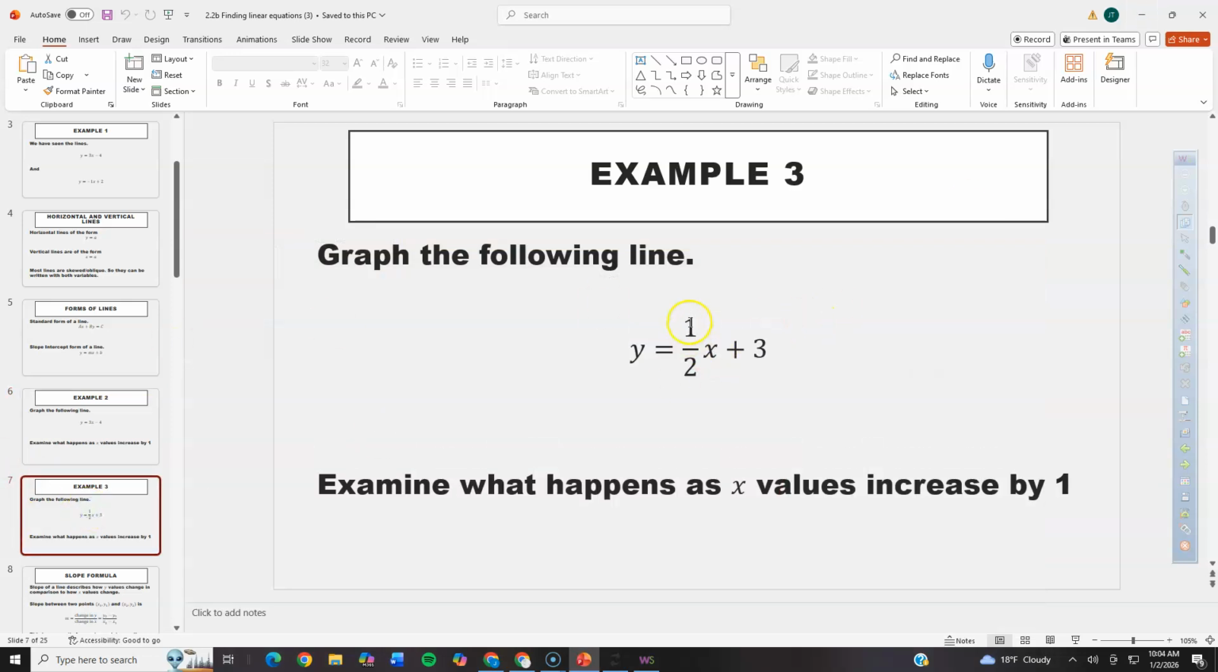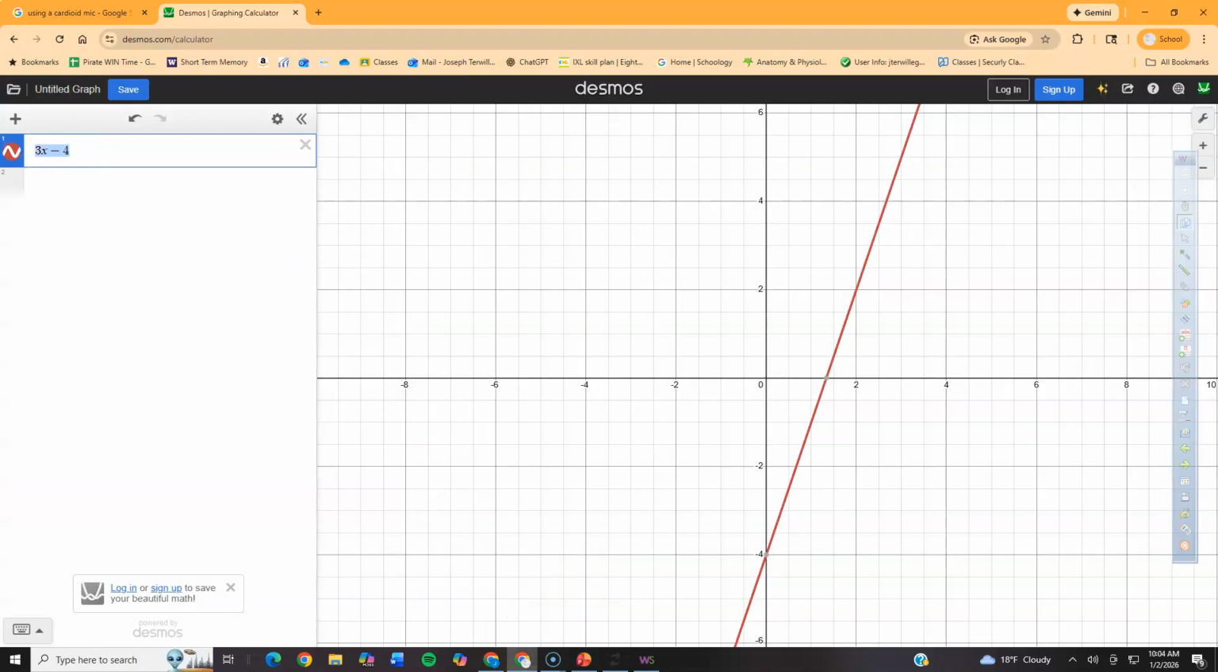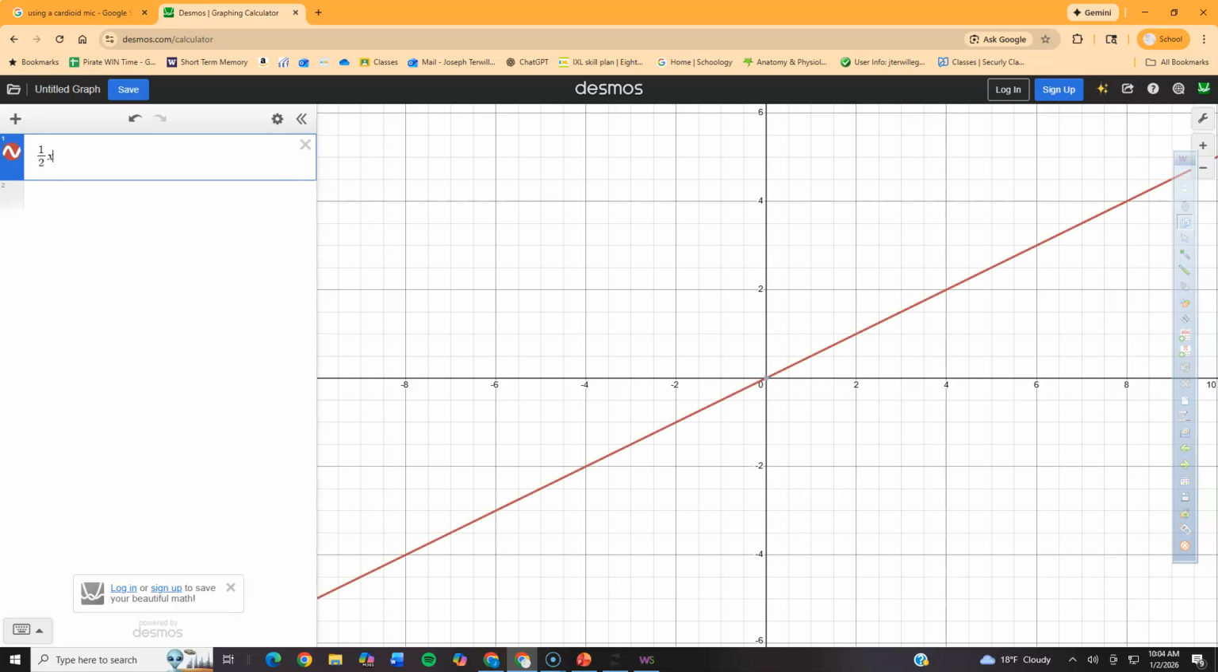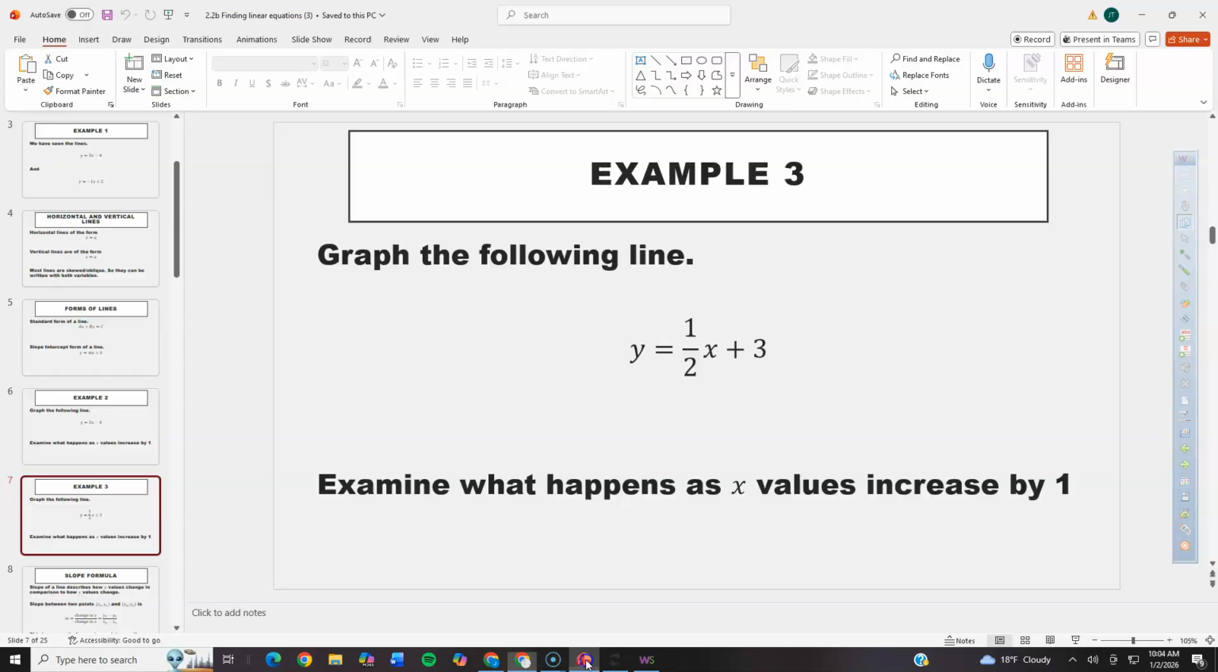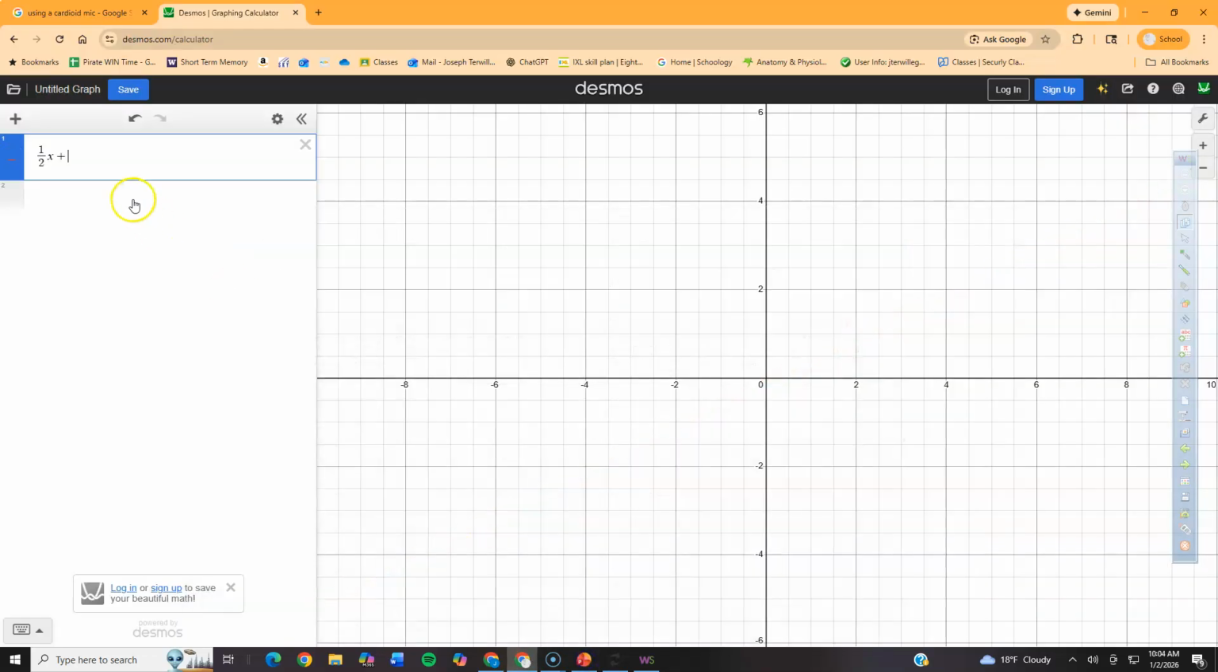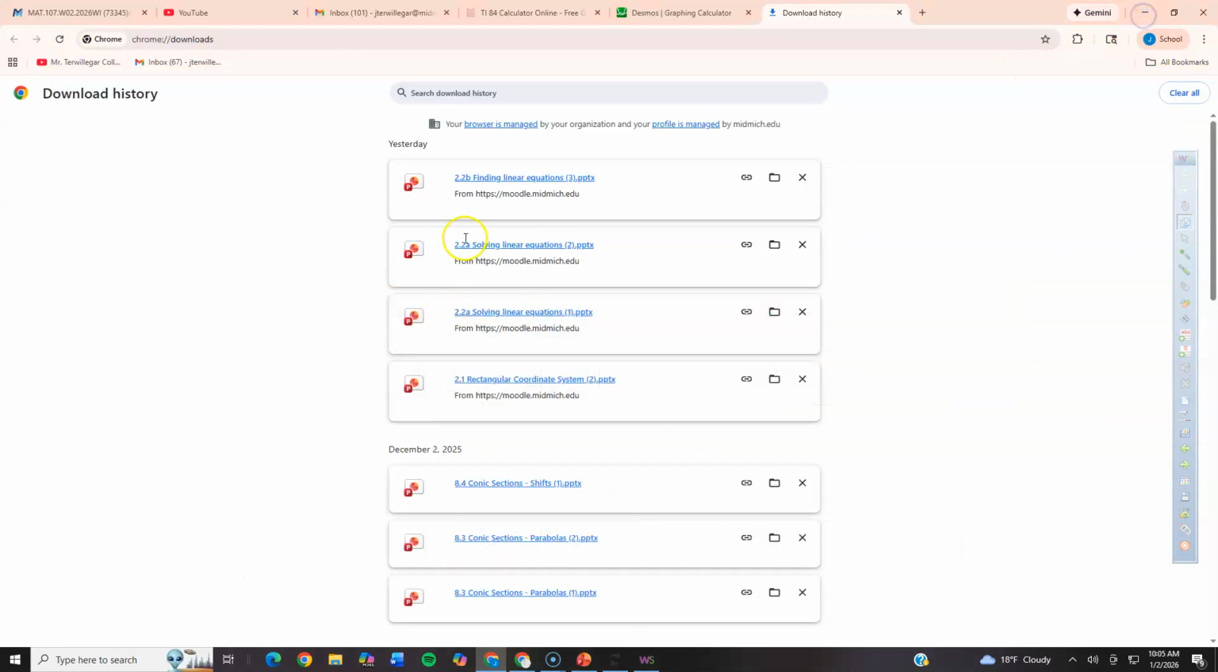This one is going to go up 1 and to the right 2. Our slope is 1 over 2. If you want to see that, I can graph it pretty quick. That's 1 divided by 2 times x plus 3. Again, up 1 over 2. Up 1 over 2. So slope is rise over run.